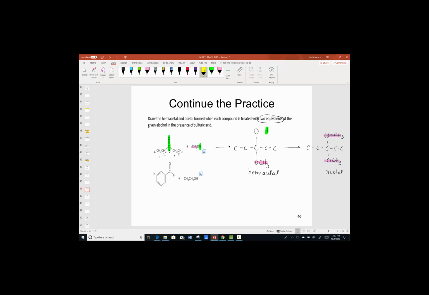Here's your letter B, just for feedback opportunity. This happens to look like an aldehyde, benzaldehyde. So the carbonyl carbon, C double bond O, in the first reaction produces a hemiacetal. And remember to just break the H apart from the alcohol.